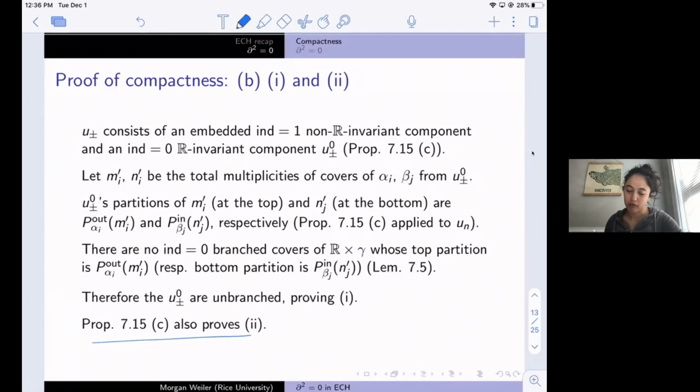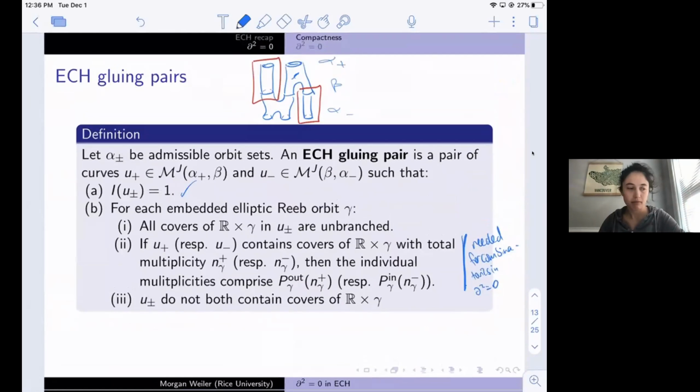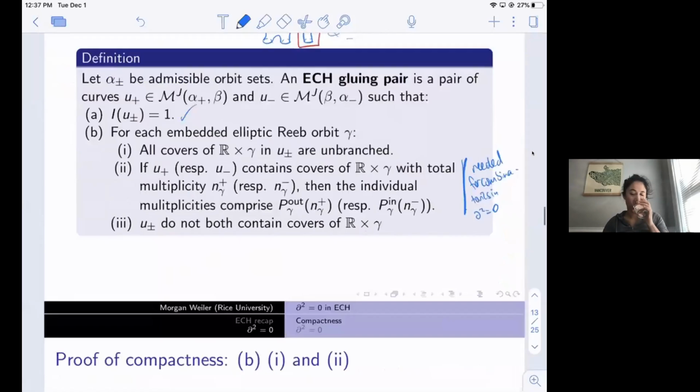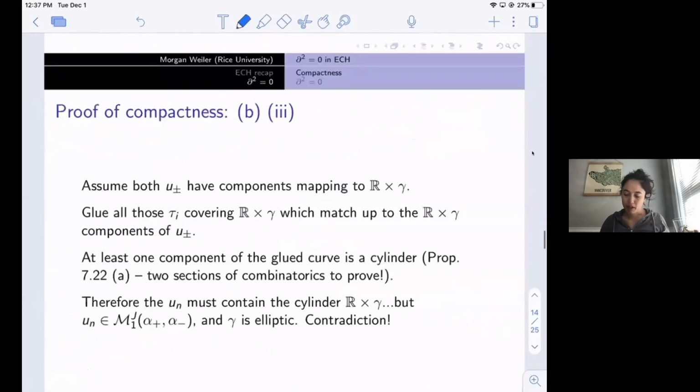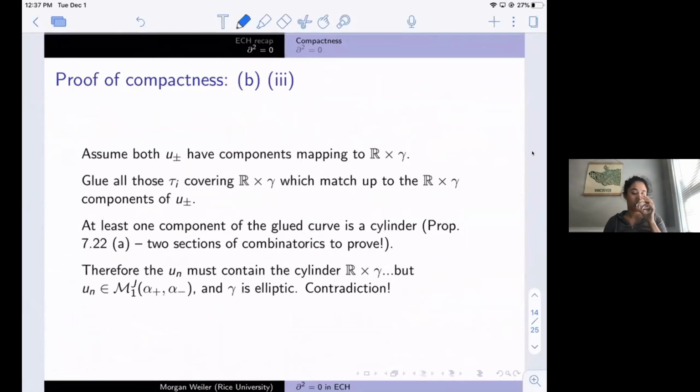So you can go through using proposition 7.15, see what the partitions on your top and your bottom have to be, and then see what the partitions of the cylinders have to be. And then you'll find that these components that cover cylinders cannot be branched. And then the third part relies on a bunch of combinatorics in section 7.4 and 7.5 of the paper.